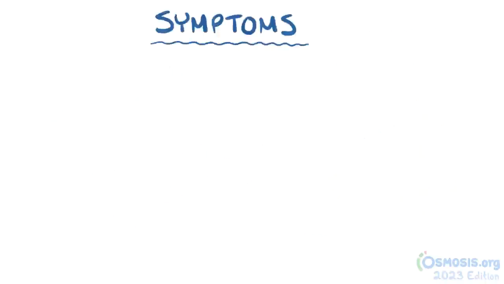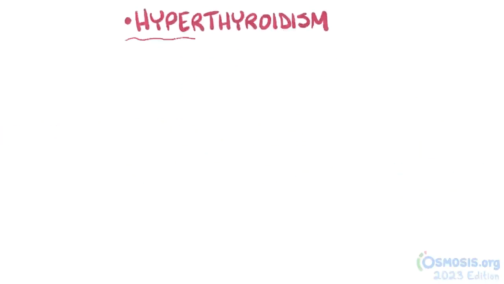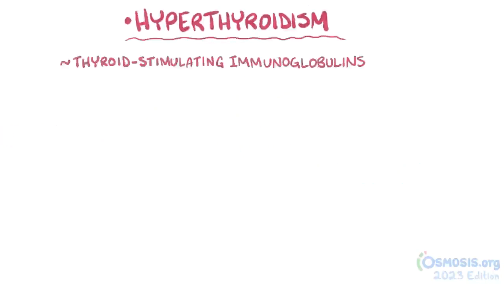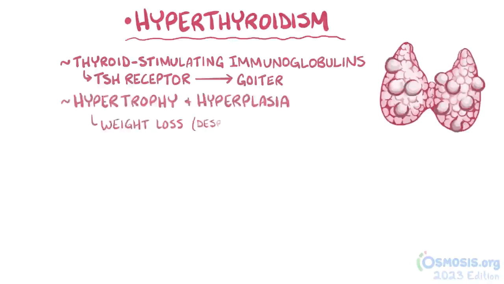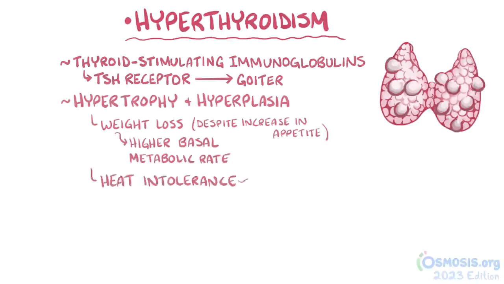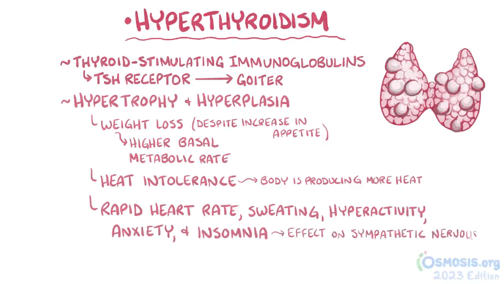The symptoms of Graves' disease can be summed up with the triad of hyperthyroidism, ophthalmopathy, and dermopathy. Thyroid-stimulating immunoglobulins target and activate the TSH receptor, causing goiter, which is a term used to describe an enlarged thyroid because of the hypertrophy and hyperplasia of the gland, weight loss despite an increase in appetite because of the higher basal metabolic rate, heat intolerance because the body is producing more heat, and rapid heart rate, sweating, hyperactivity, anxiety, and insomnia because of the effect of thyroid hormones on the sympathetic nervous system.